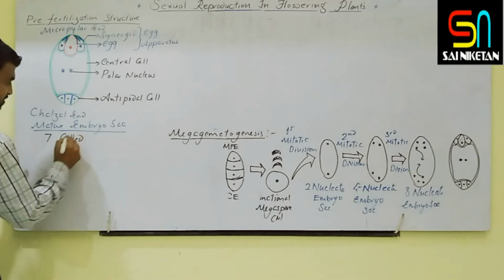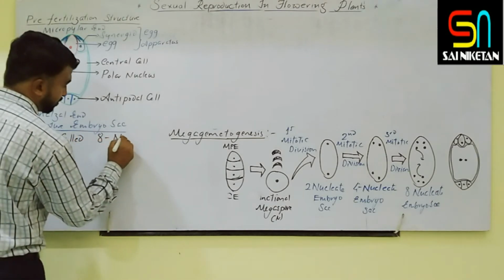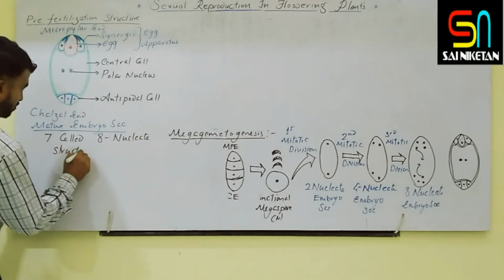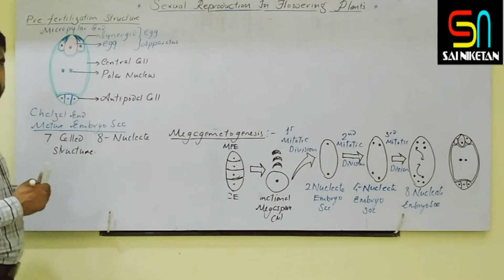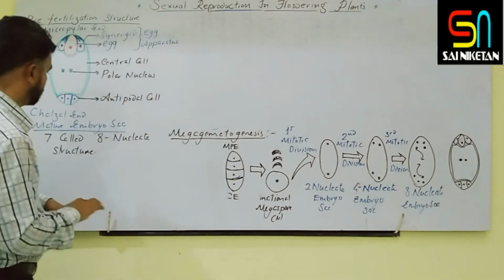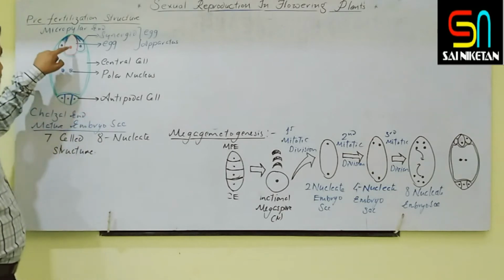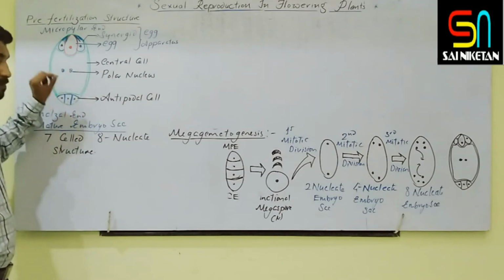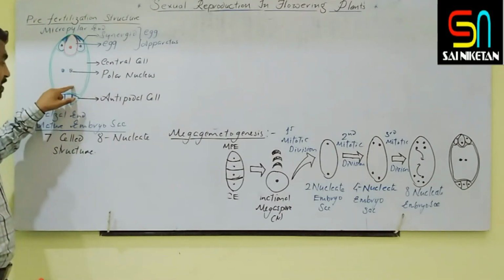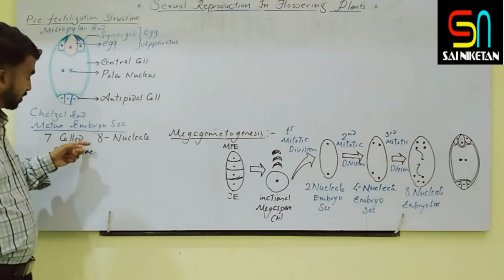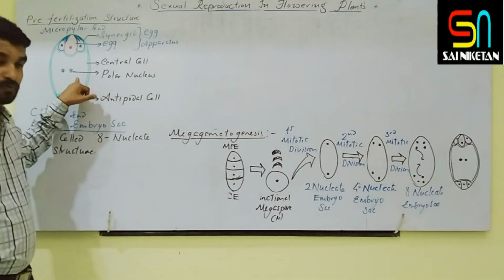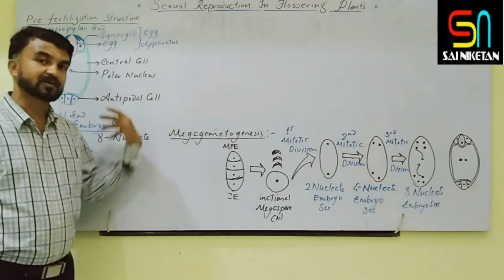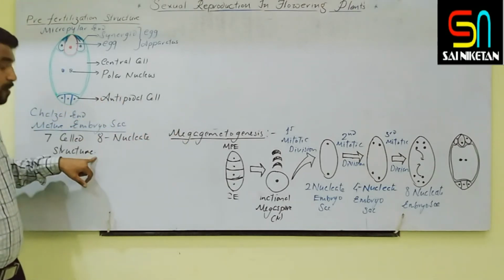which is a 7 celled and 8 nucleate structure. Can you understand this? So it contains 7 cells: 3 cells present toward the micropylar end, 3 cells present toward the chalazal end, 3 plus 3 is 6, and this is the central large cell. So it contains 7 cells, but due to the presence of 2 nuclei in the central cell, it is 8 nucleate. So this is an 8 nucleate, 7 celled embryo sac.